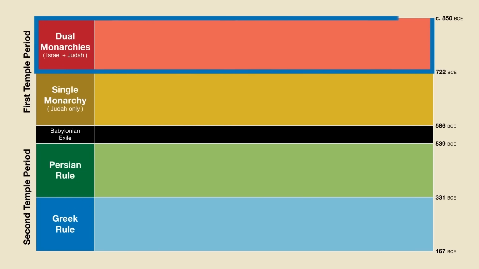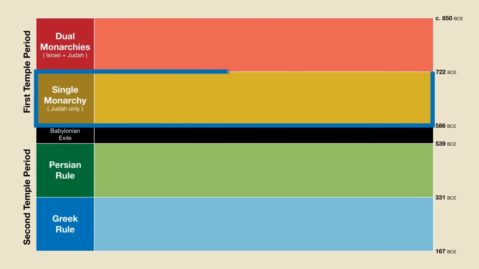The first period goes from 850 to 722 BCE, and I've labeled it the Dual Monarchies period. During this period, there were 2 Israelite kingdoms, Israel in the north and Judah in the south. I use 850 as the starting point because this is approximately when the 2 kingdoms first appear in the archaeological record. And I use 722 as the end point because this is when the northern kingdom fell to the Assyrians. So from 722 to 586 BCE, there was only 1 Israelite kingdom, the kingdom of Judah.